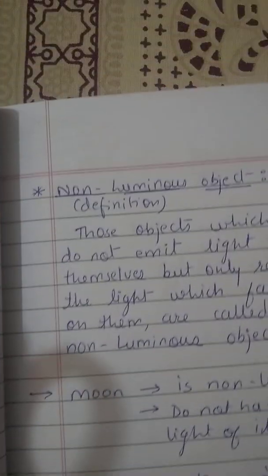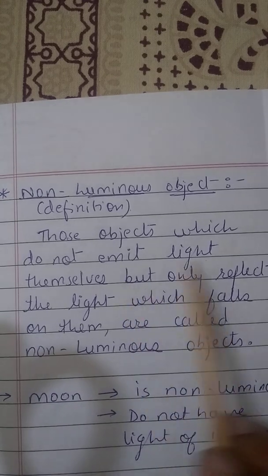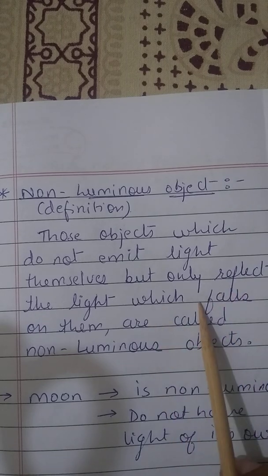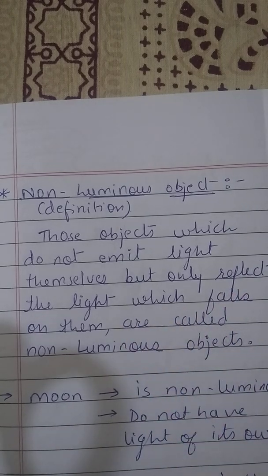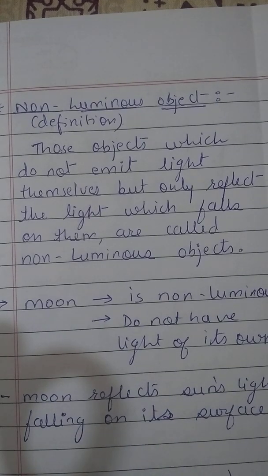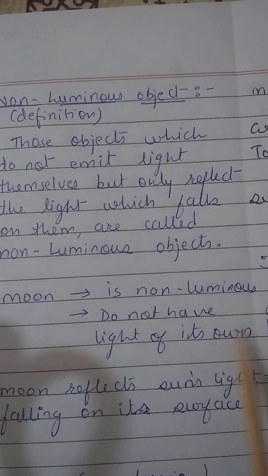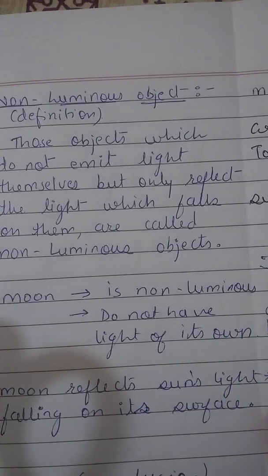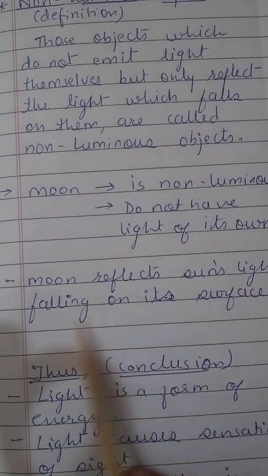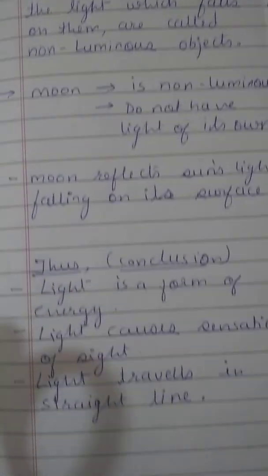So next, what is a non-luminous object? Non-luminous objects are those objects which do not emit light themselves but only reflect the light which falls on them. They don't have their own light but they reflect the light which is falling on them. For example, the moon is a non-luminous object. It does not have its own light, it just reflects the light which it gets from the sun. The moon reflects the sun's light falling on its surface. That's why it's a non-luminous object.